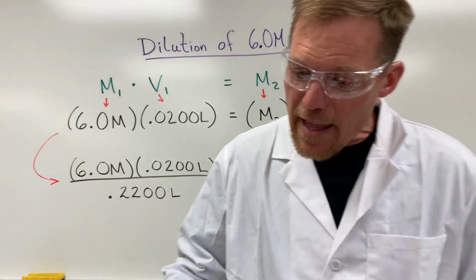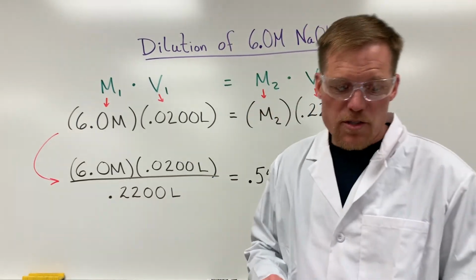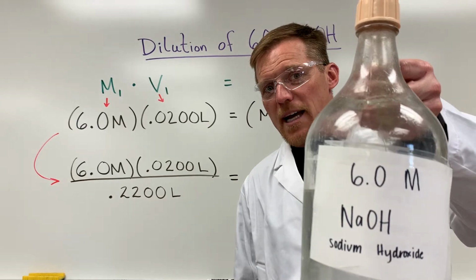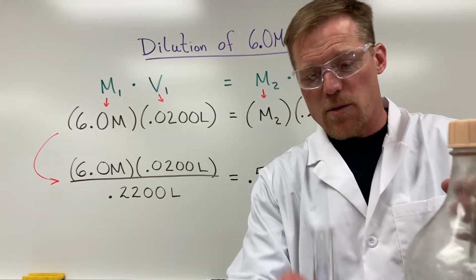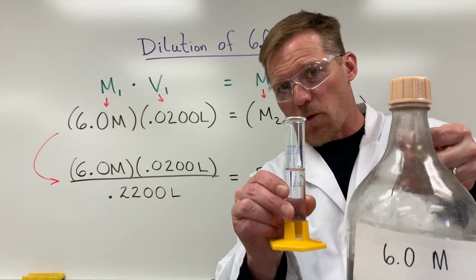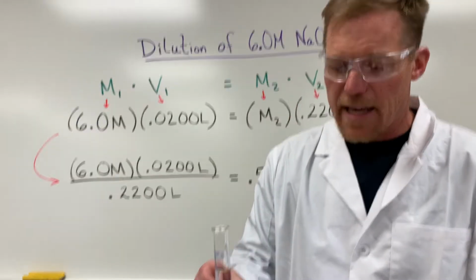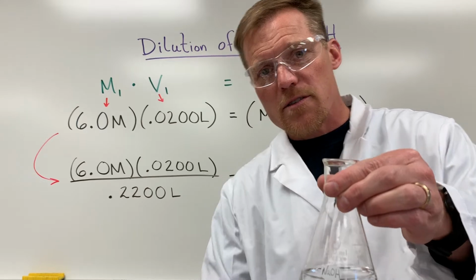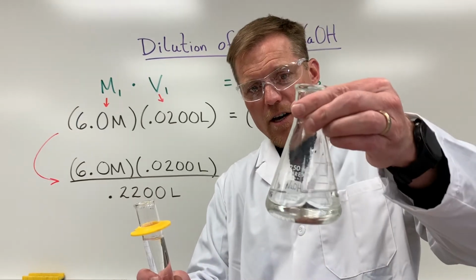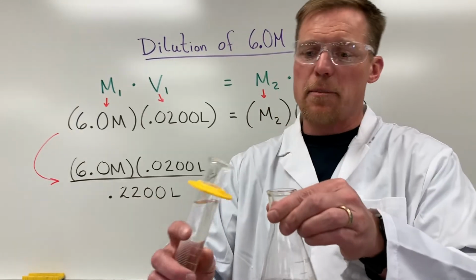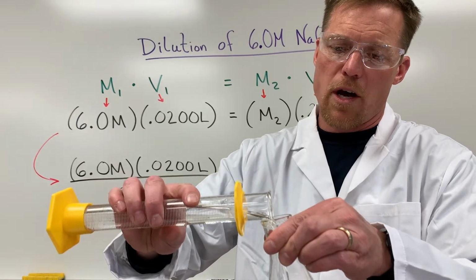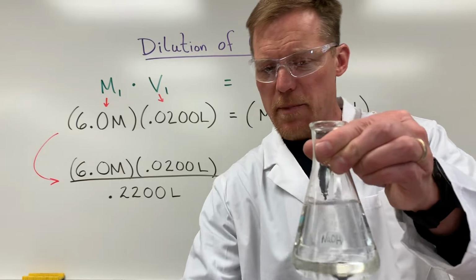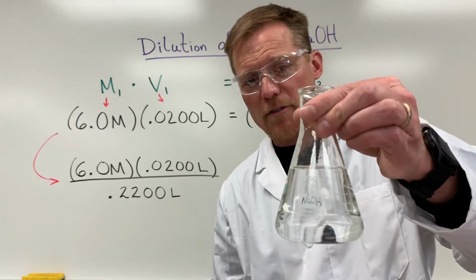So in the lab for day one, you'll see that it says to take some 6 molar sodium hydroxide, and that's what I've got here, 20 milliliters of 6 molar sodium hydroxide, and actually add it to 200 milliliters of distilled water. I've already got 100 milliliters of distilled water in here. I'm gonna add the other 100. All right, so now I have 200 milliliters of distilled water in my Erlenmeyer flask.